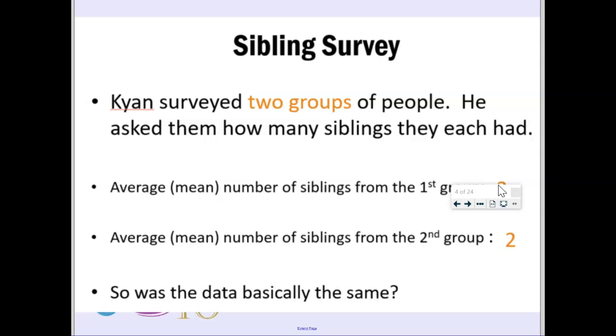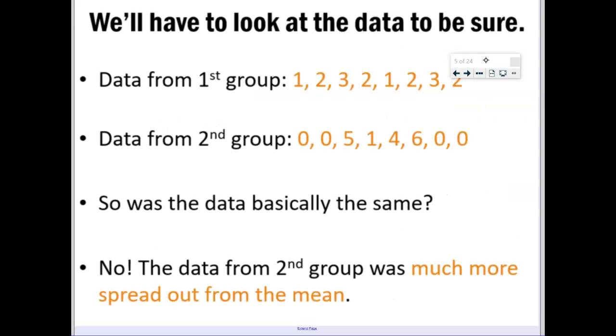All right, so I really like this example that I found. Kyan surveyed two groups of people. He asked them how many siblings, how many brothers and sisters they each had. And he found that one group had an average of 2 siblings and another group had an average of 2 siblings. So the data was basically the same. That's a nice thing about MAD, what we're going to learn about today, because it gives us a clearer picture. So here's the data from the first group.